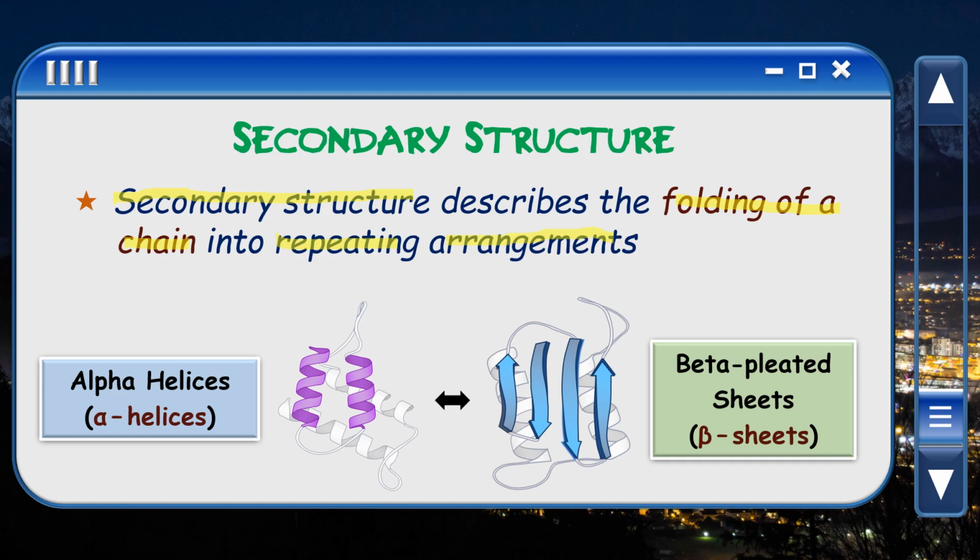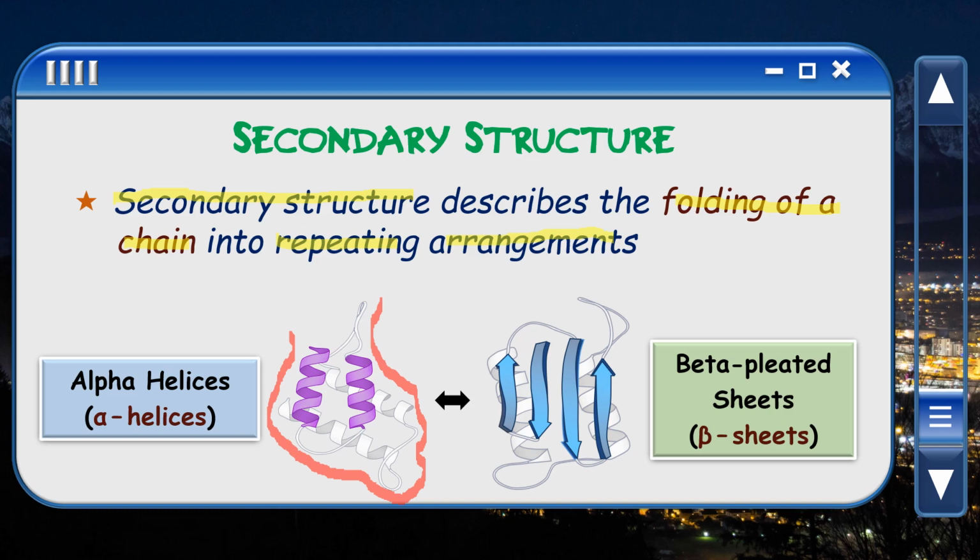So when you look at the secondary structure we have here, it comes from here, it comes like this, and then it folds. You can see it keeps on folding and folding like that. That folding makes it move away from being a primary structure to being a secondary structure. So that's why we're saying a secondary structure describes the folding of a chain into a repeating arrangement.